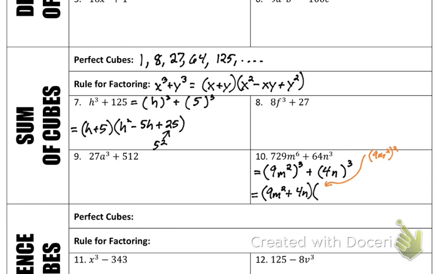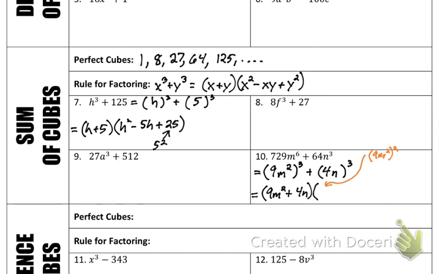Are we okay with that? I see a little confusion. Okay, so remember, we take whatever this first term is, and we have to square it to put it here because we have x squared. So whatever this is has to be squared to go there.